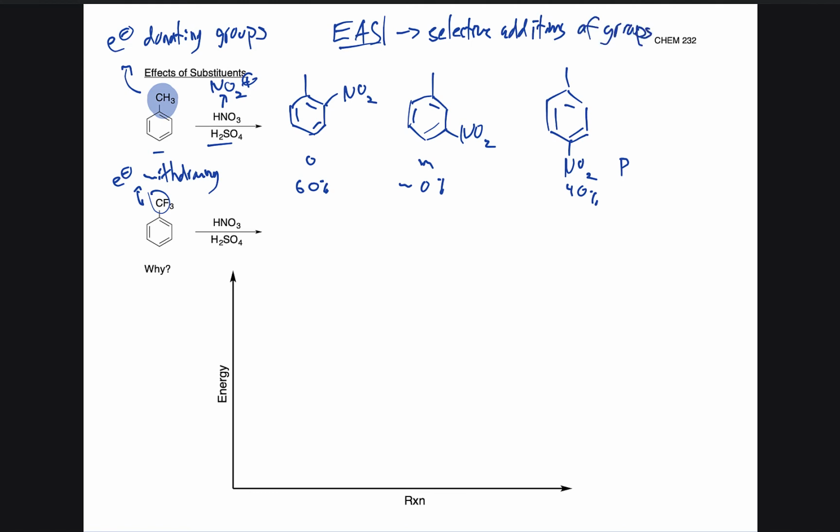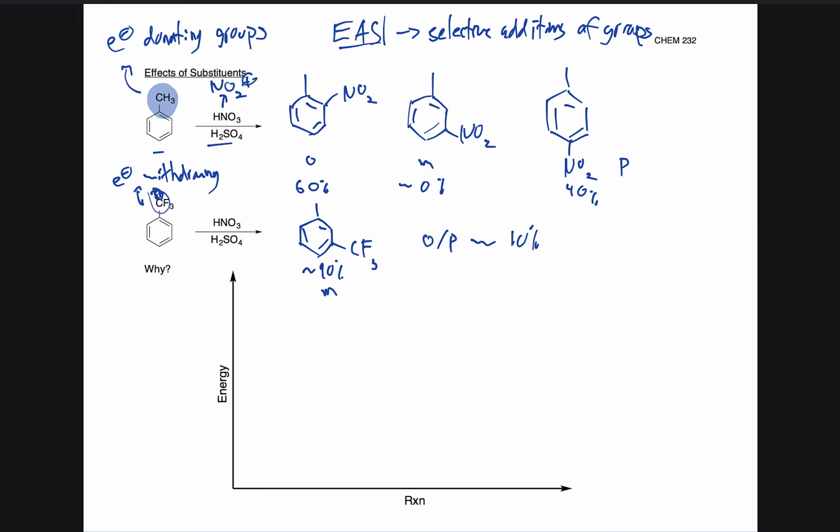And for electron withdrawing groups like this trifluorocarbon here, these fluorines are pulling electron density away from the carbon, making this carbon partially positive. If you can see that little scribble I drew there, it's partially positive. So in this case, the major product is actually the meta position. So this forms about 90% for the meta, and for the ortho and para, we have about 10%.